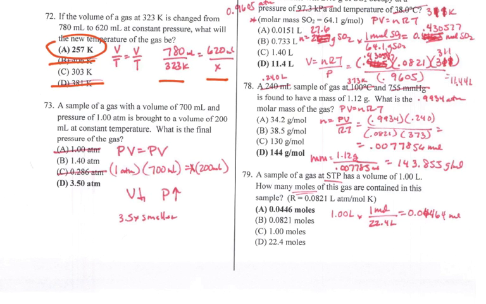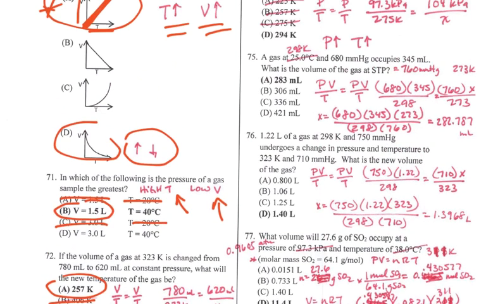For 73, again, I've eliminated a couple of answers. A sample of a gas with a volume of 700 milliliters and a pressure of 1 atmosphere is brought to a volume of 200 milliliters. So what I'm doing is taking my volume and making it smaller. If I squeeze my gas, I know my pressure gets greater, and the law is PV equals PV. I can either substitute things in and calculate, but I can look at this and say, okay, my volume is going from 700 to 200. It's going 3.5 times smaller, so my pressure is going to be 3.5 times larger. So certainly I can eliminate A and C, because those are the same pressure and smaller pressure. I know it's going to be higher. So 3.5 is the good answer.